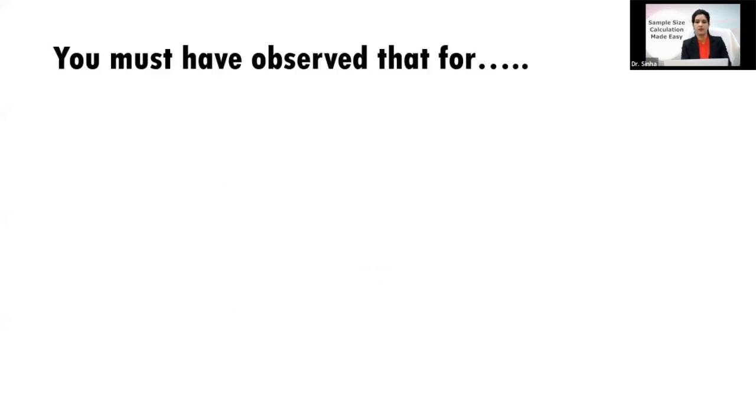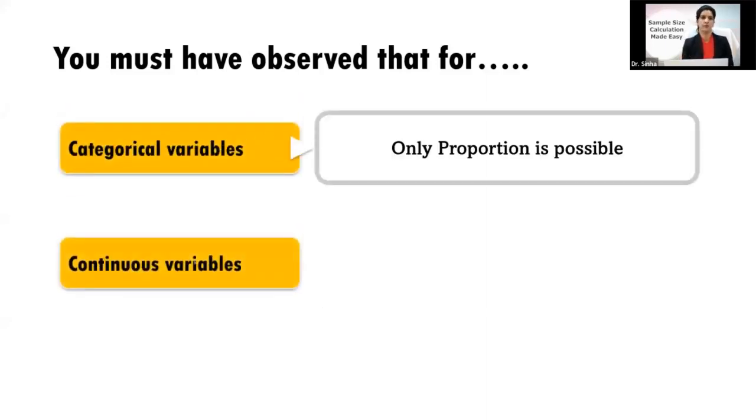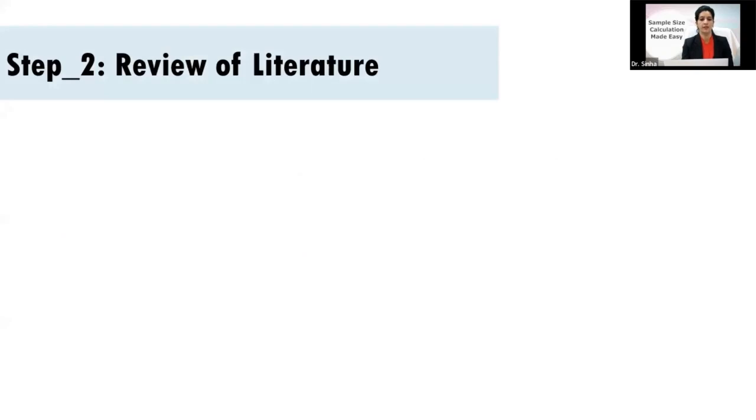So now you must have observed in this case. For a categorical variable, only proportion is possible. For a continuous variable, both mean and proportion are possible, because for a continuous variable, at any time you can take any cutoff and convert the continuous variable into a categorical variable. So that was the first step which we discussed.